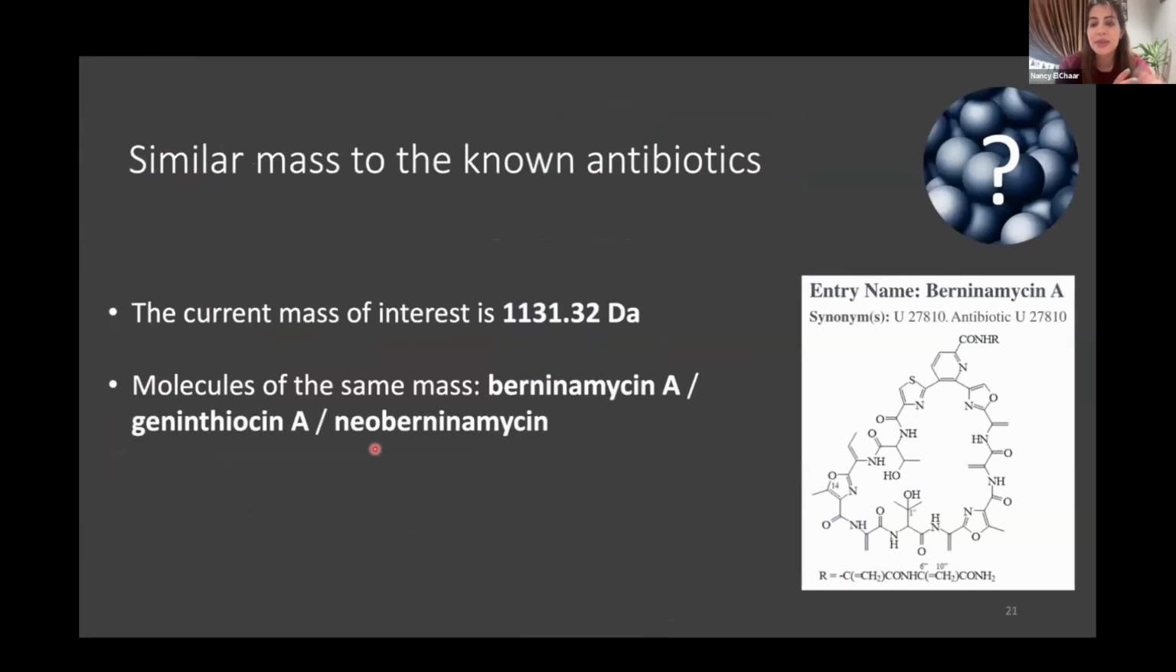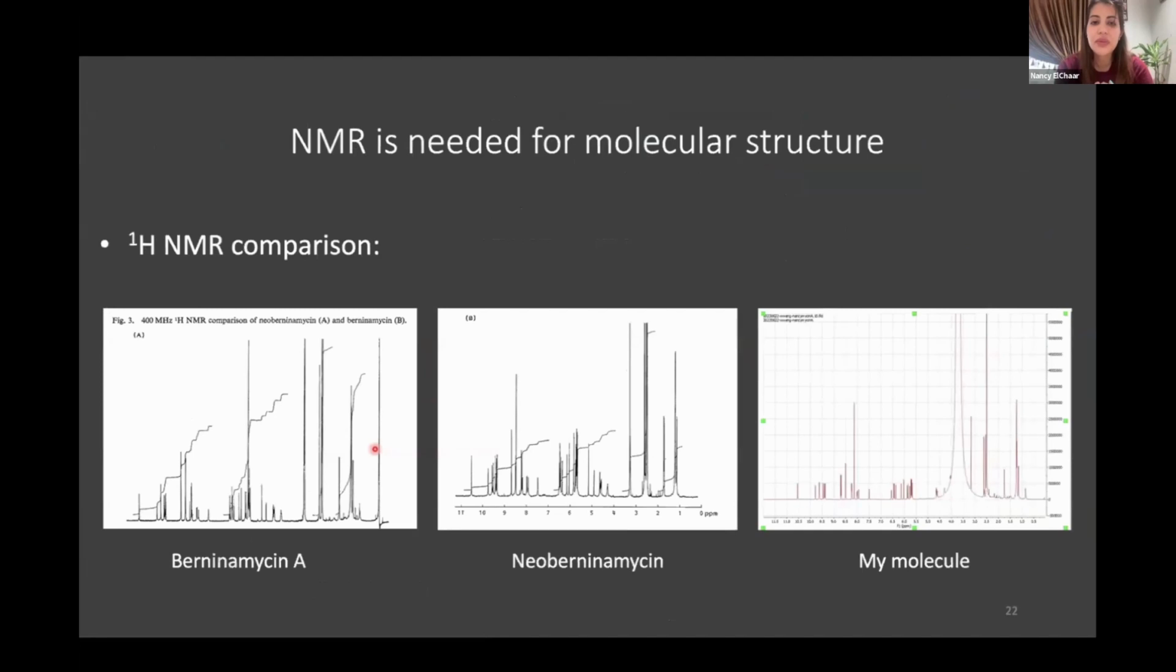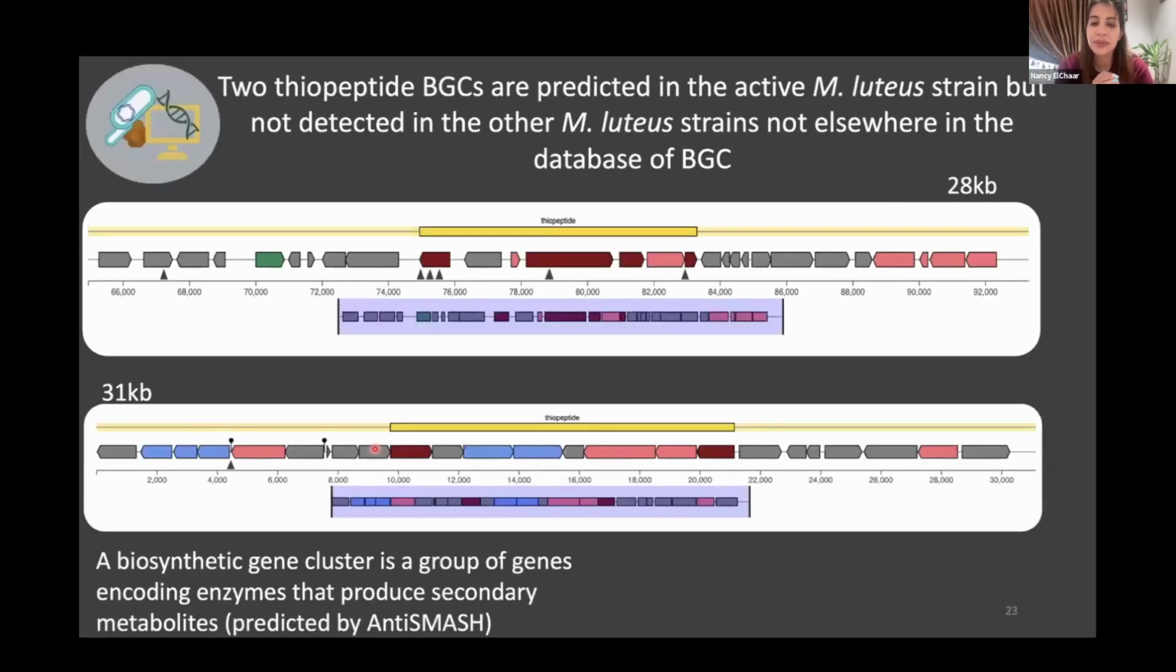So we ended up successfully purifying a molecule, and we do have an accurate mass. We still need to do some work to get more details on its structure, but what we know so far is that there are other peptides of the same mass. So brettanomycin, geninthiacin, which are both isolated from Streptomyces, and neobrettanomycin, which is found in M. luteus, which is the same bacteria that I am working with. Next up is NMR. So this is used to predict molecular structure. So far we have proton NMR data, but we still need to do other types of NMR to get a better idea of the structure.